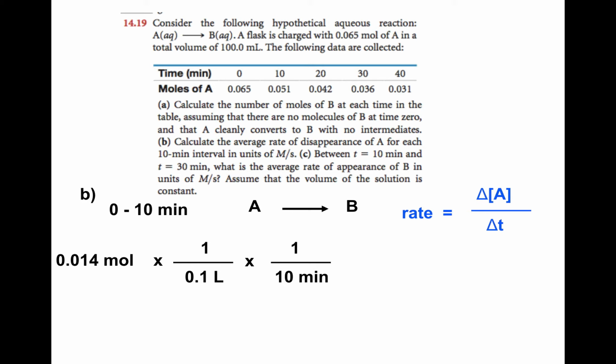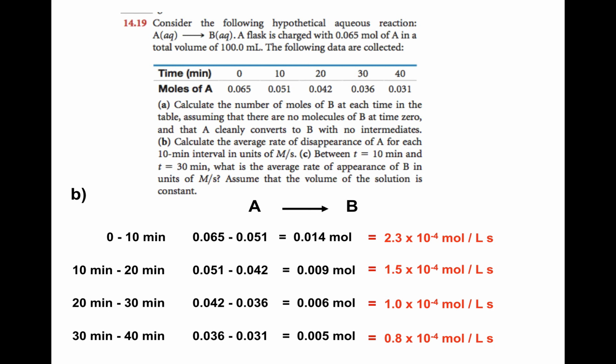It was a 10-minute time interval, but they wanted it in seconds. They wanted it in terms of moles per liter second. So divide by seconds, and I get moles per liter second. I do the same for the other time intervals: from 0 to 10, from 10 to 20, from 20 to 30, from 30 to 40. And these were my average rates between these time intervals.